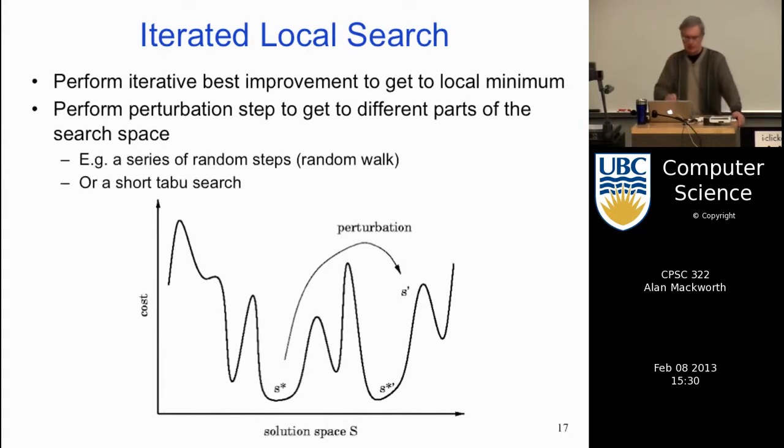One way to do that would be to take a series of random steps, like say a random walk, or use a short taboo search to make sure that you don't keep going back there. You say once I've moved in this direction, I can't go back to these values. I have to keep going for k steps, which might be enough to take you over a local peak and get into a new basin of attraction.